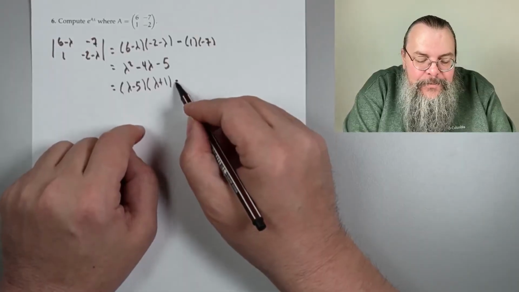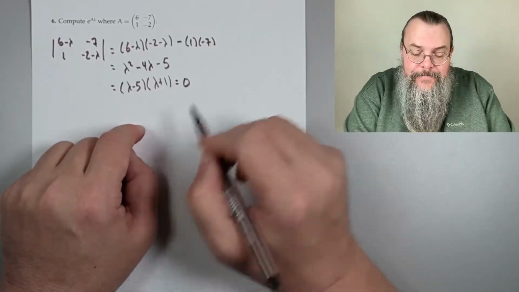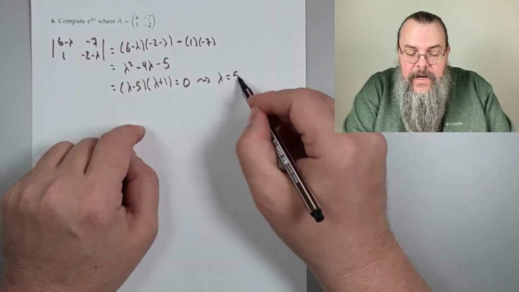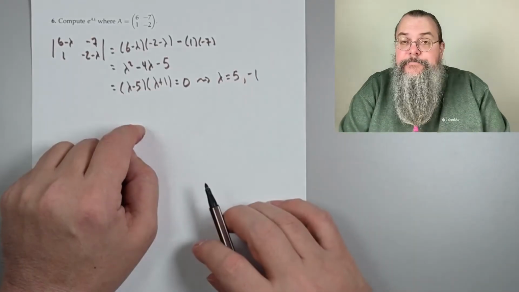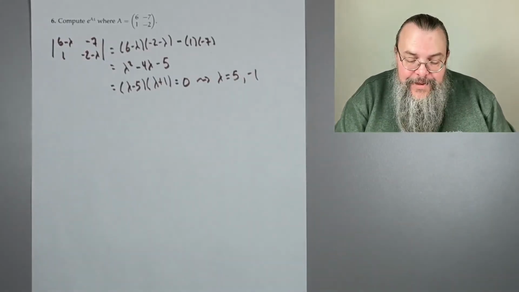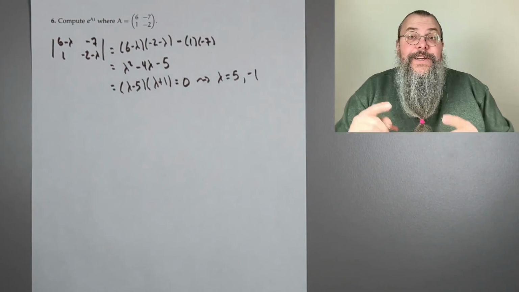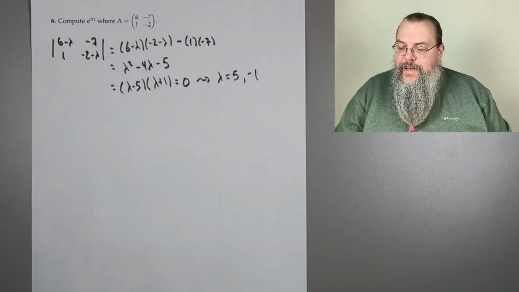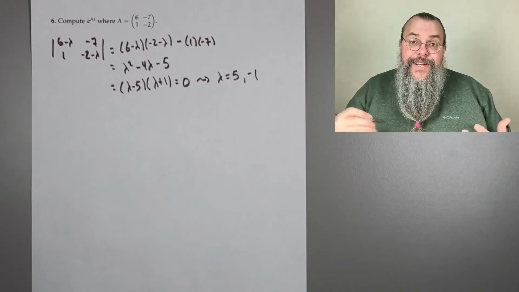All right, sorry. We need to set that equal to 0. And now we see, aha, lambda is 5 and negative 1. Okay, so those are our two eigenvalues. Now, what do we notice? Distinct. We're in the distinct eigenvalue case, and we say, okay, so how do we find e to the at?